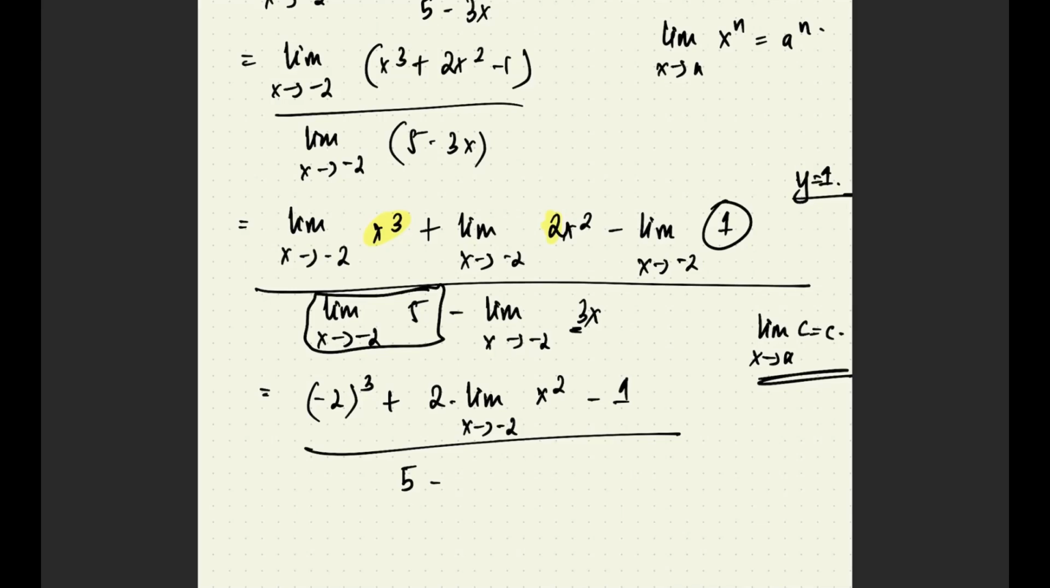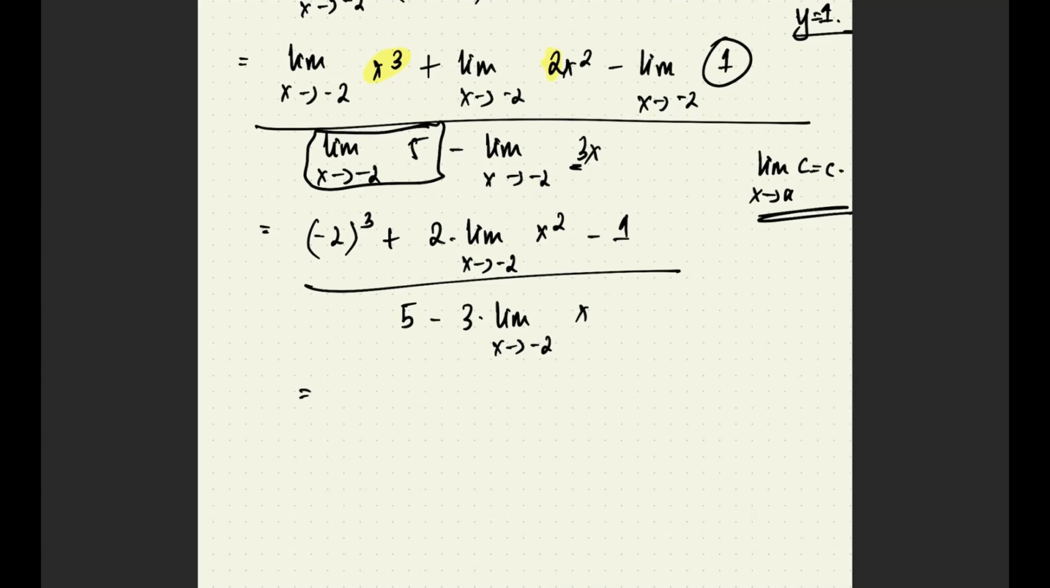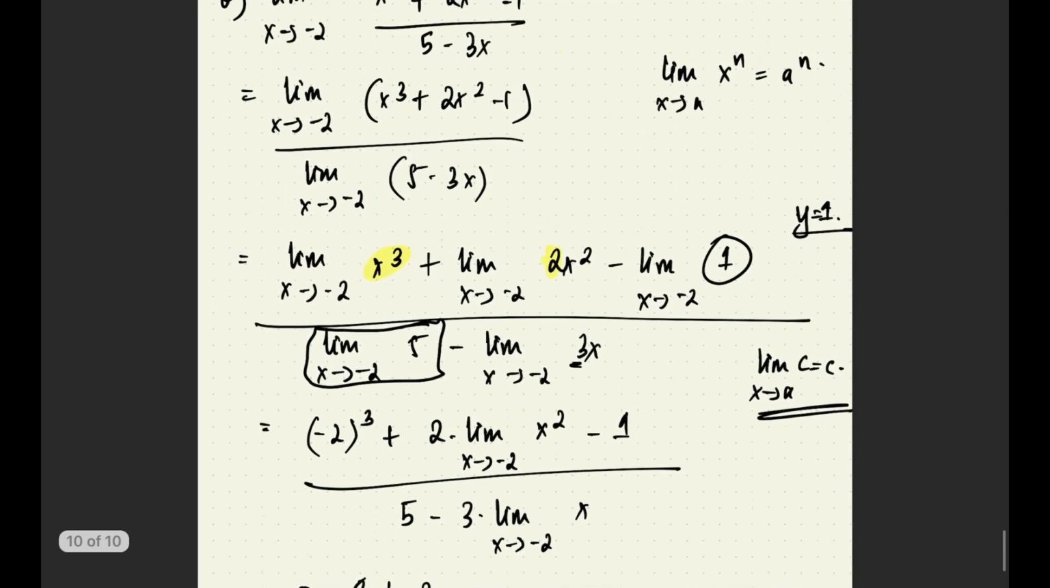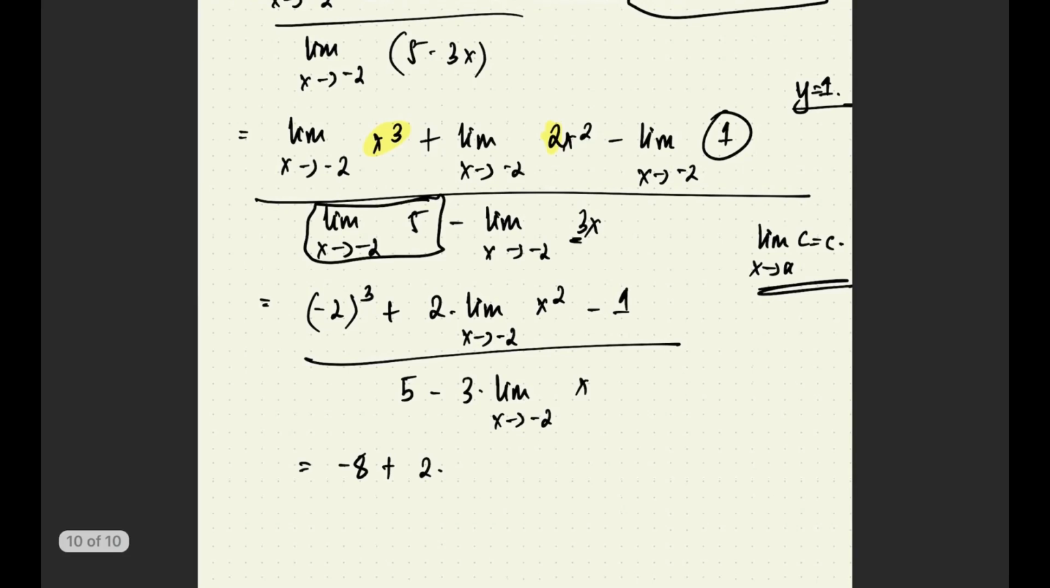Minus, there is a constant over here, so I will put the constant outside. 3 multiplied by the limit as x approaches minus 2 of x. Okay, so minus 2 cubed is minus 8 plus 2 multiplied by the limit of x squared. So over here we're going to have to use this law again. Okay, so we know that x approaches minus 2, so that's our a, and n, which is the power, is just 2. So we evaluated that part, then we have a minus 1 divided by 5 minus 3 times the limit as x approaches minus 2 of x.